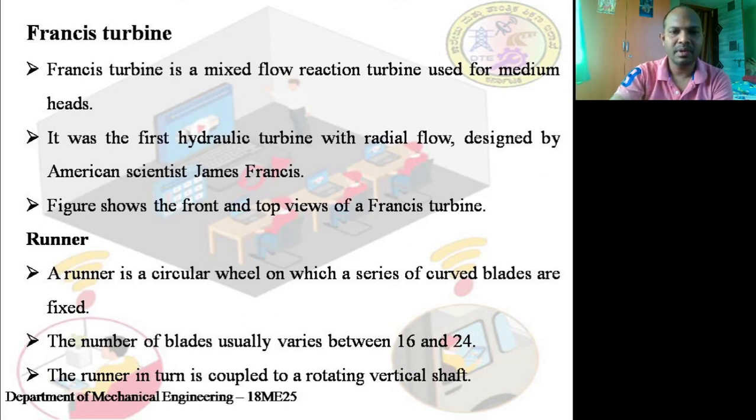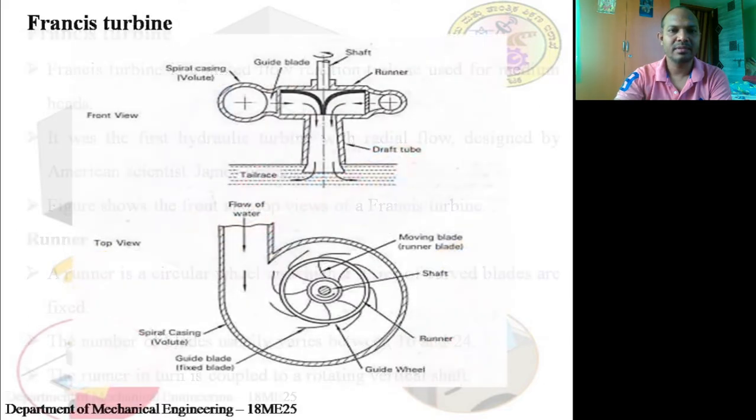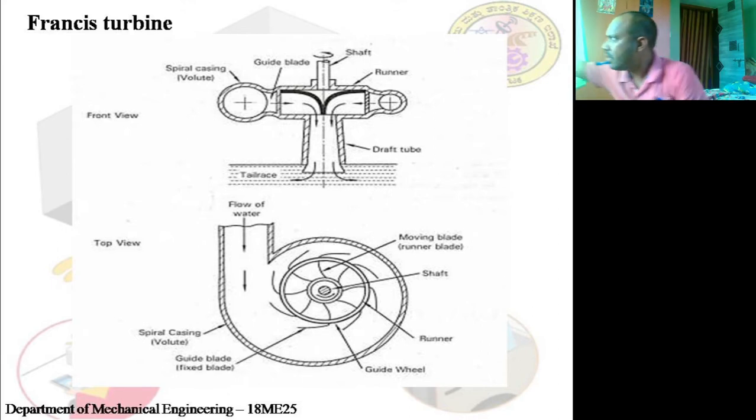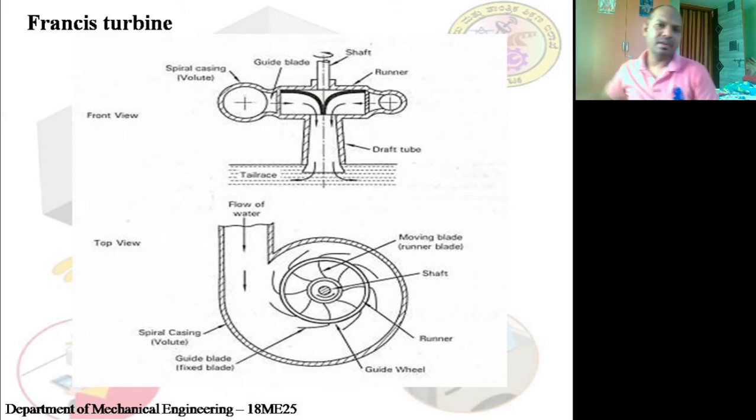So these curved blades are fixed to the rotor. The number of blades usually varies from 16 to 24. A minimum of 16 blades to 24 blades are fixed to the runner. The runner in turn is coupled to a rotating vertical shaft. This is the front view, and the one below shows the top view of the turbine.